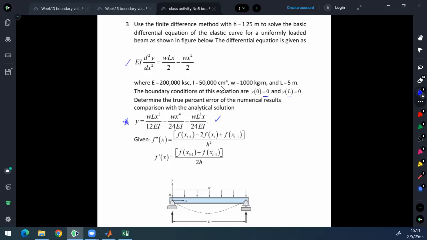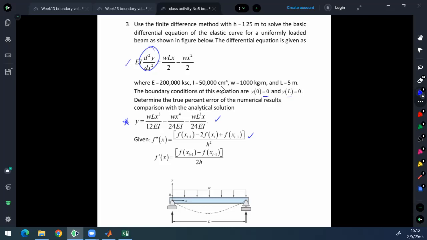To solve this equation, you see that we have the second order differentiation term, so we have to use this formula. After that, do the same thing: collecting and forming the equations, and after that, you will have the equation in matrix form also.